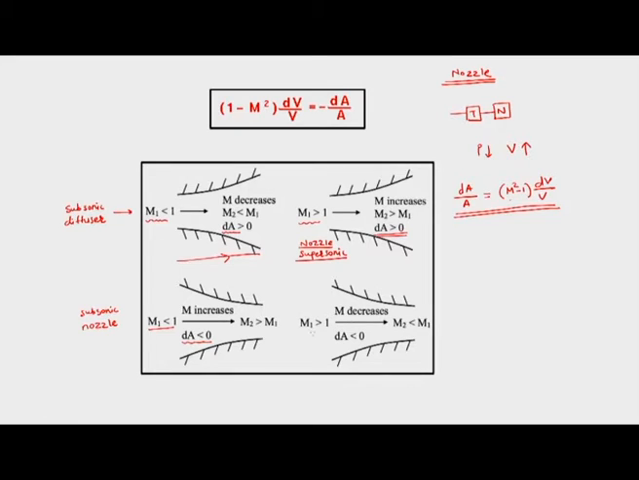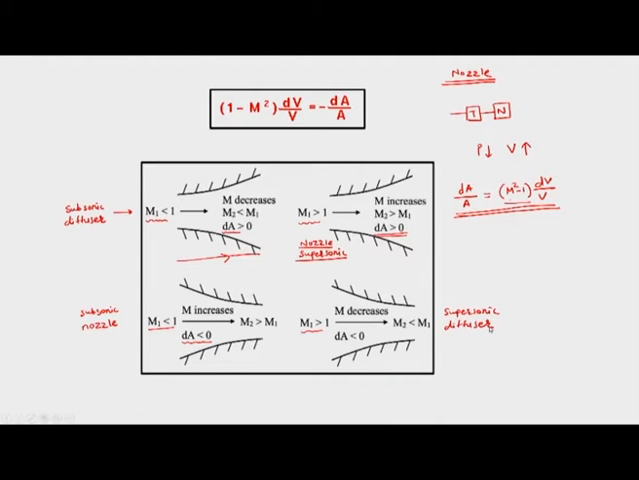and here we have Mach number more than 1. So, with Mach number more than 1, this term is positive, but we have decreasing area, so this term is negative. So, dV by V has to be negative. So, velocity decreases. So, this acts as a supersonic diffuser.